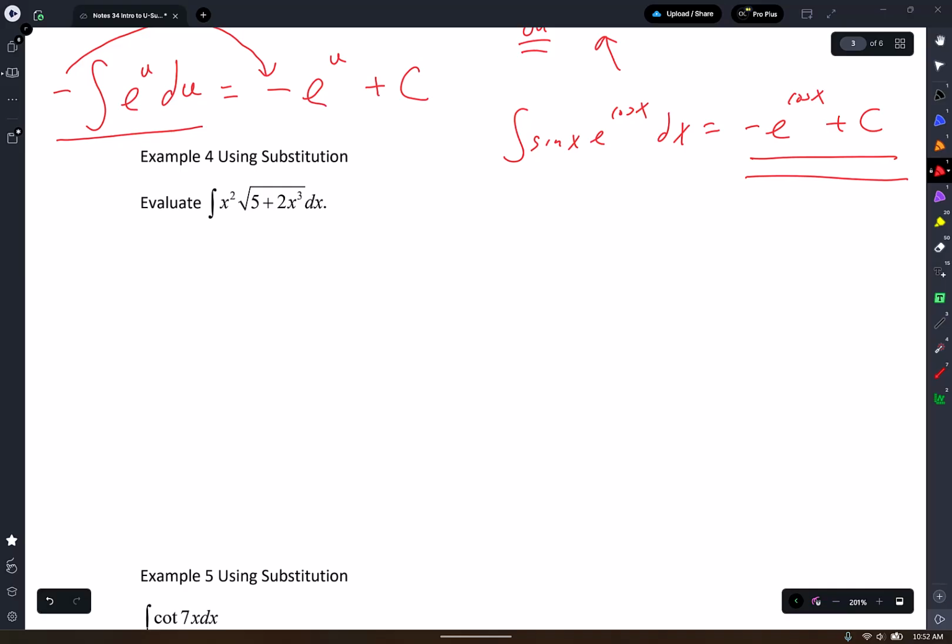Just trying my best. All right, look at this next one. How do you decide what is u? That's the question. You decide what is u based off what you have here and if it makes sense to use u-substitution.